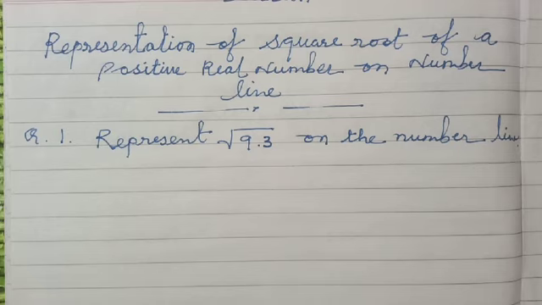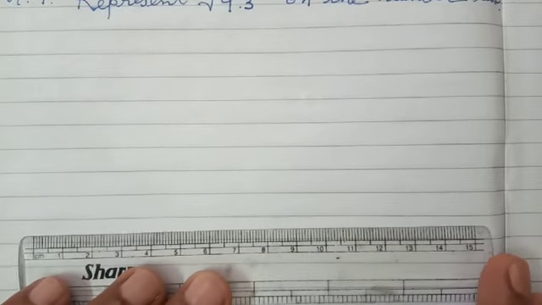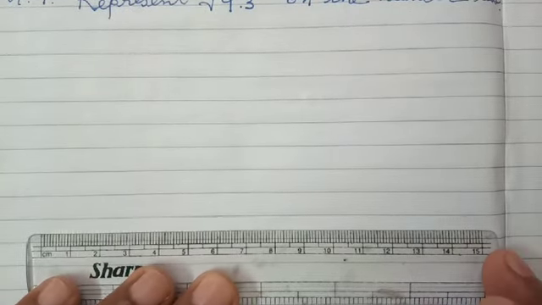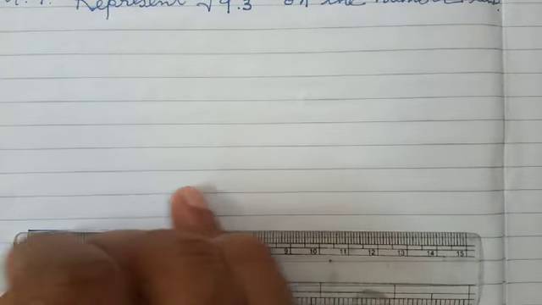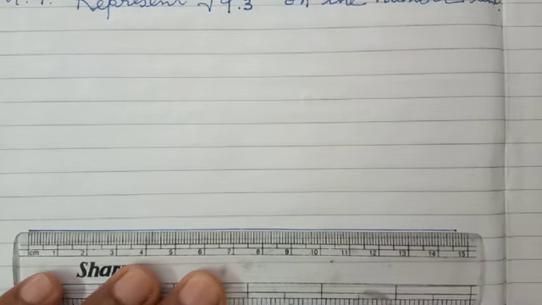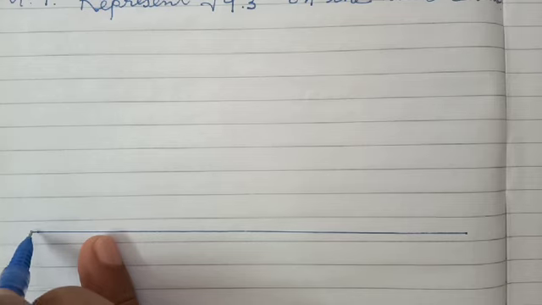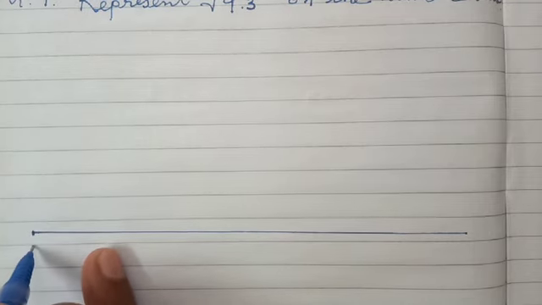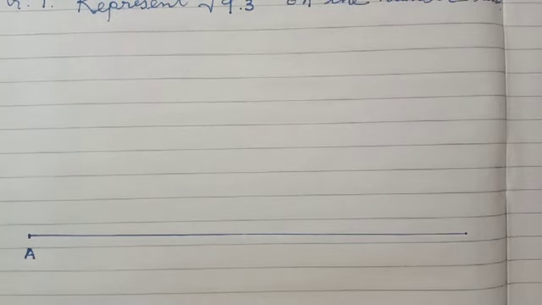First, draw a number line. Any length of number line we should draw first. Okay, any length. We draw a number line. Now take a point on it, A.